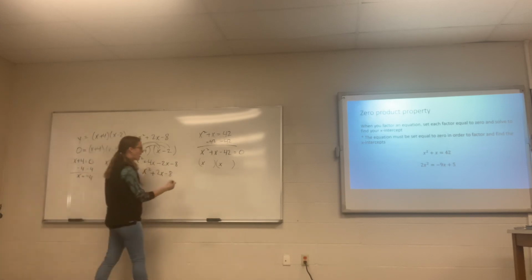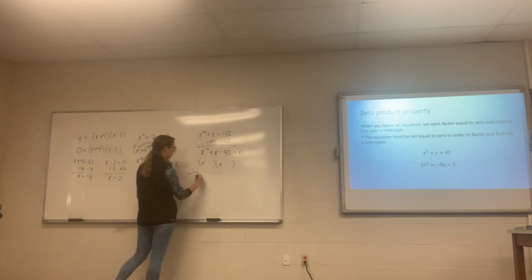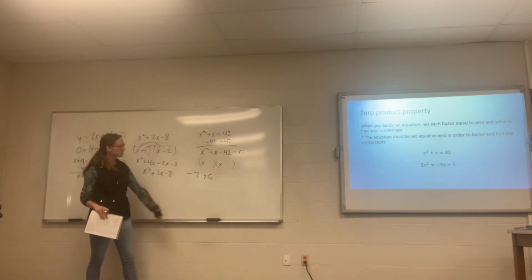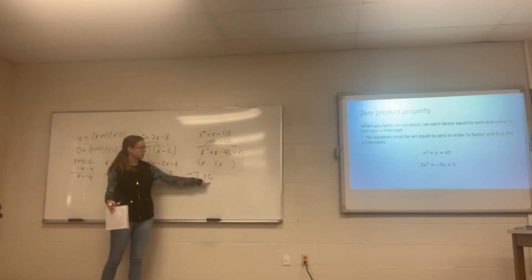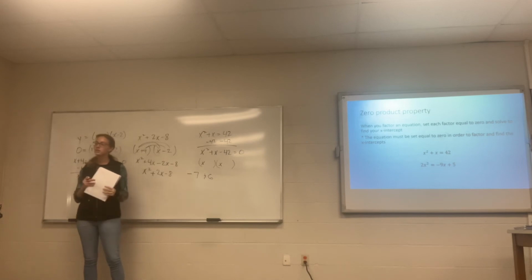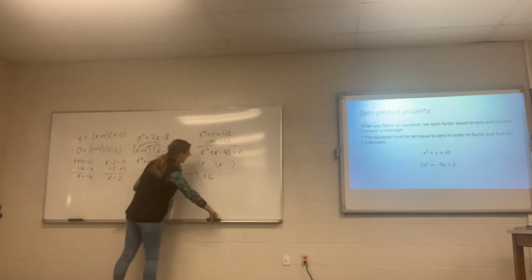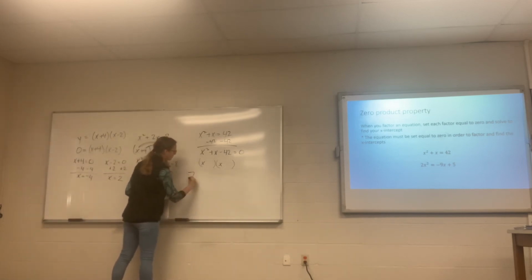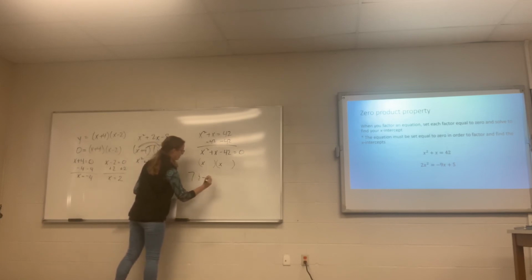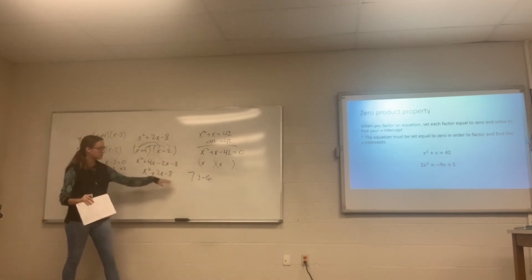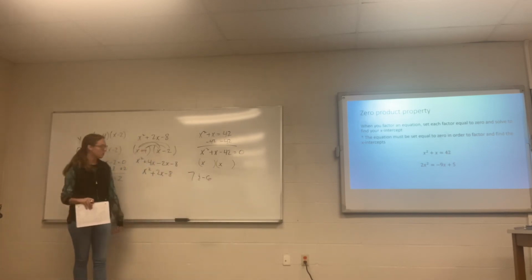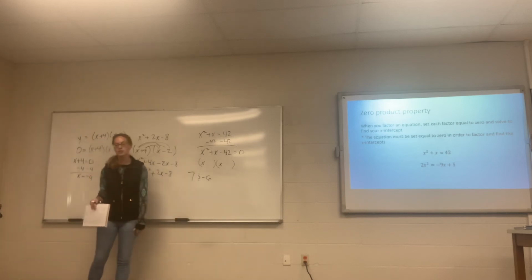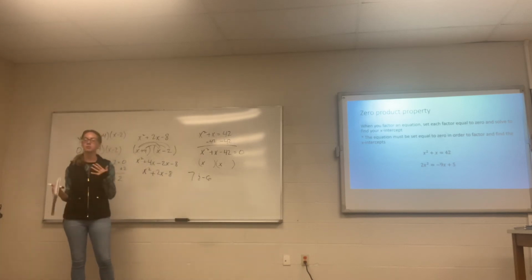So I could have negative 7 and positive 6, because negative 7 times 6 is going to give me negative 42. Oh, but then negative 7 and positive 6, that's going to give me positive 1. So instead I need to change my signs. So let's do positive 7 and negative 6. Because 7 and negative 6, when I multiply those, gives me negative 42, but when I add them, that gives me the positive 1 that I need.